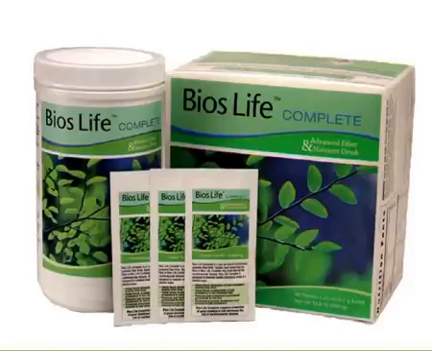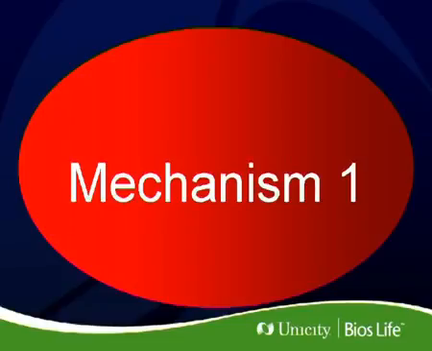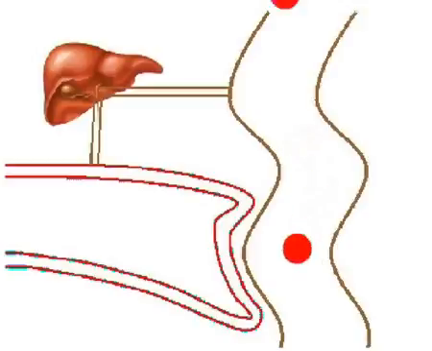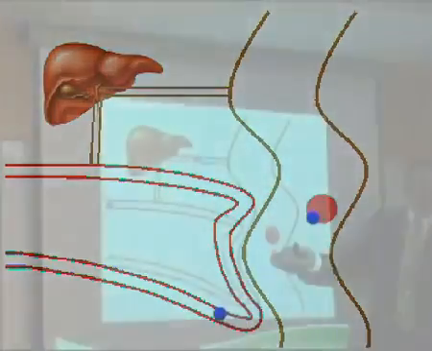Here you see how it works. This is the intestinal tract. And this is the blood. Those are the three main components when it comes to regulating cholesterol through soluble fiber. This ball represents fat from our diet.